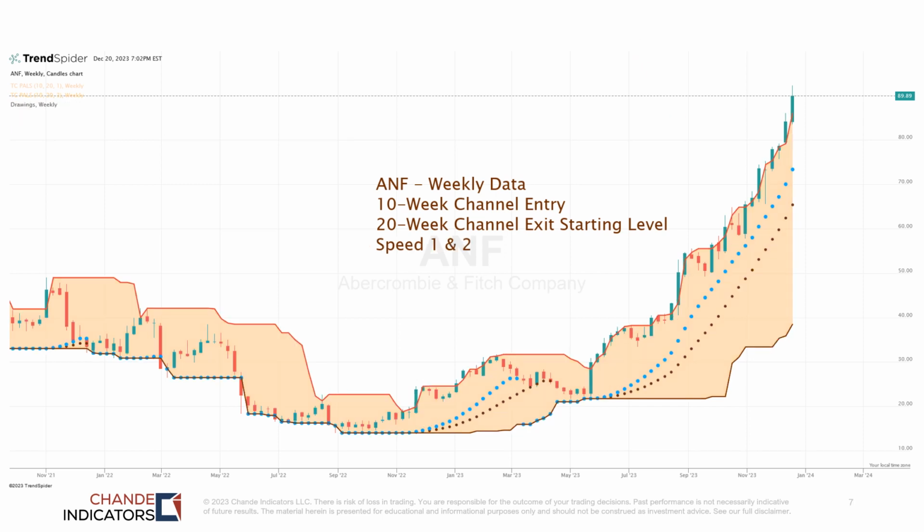To simplify understanding how the exit works, we're only using the first 2 speeds on weekly data for A and F. If you follow the process here, the first move above the 10-day high starts the process rolling. You see the blue dots move and accelerate faster than the brown dots, and then of course you'd expect them to tail off earlier, meaning you get a quicker exit with the blue dots than the brown dots.